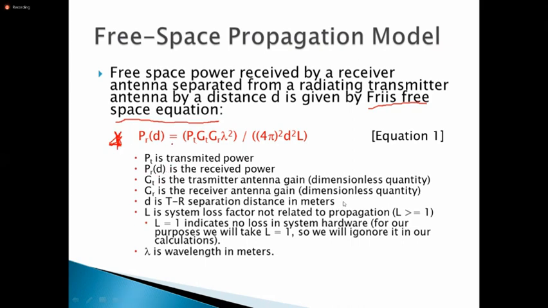PRD is the received power. PRD කියන්නේ received power. මේ ඔක්කොම watt වලින්. හරිද? These are not in decibels. decibels වලට convert කරලා මම පස්සේ equation එකක් දෙන්නම්. These are in watts. හරිද?